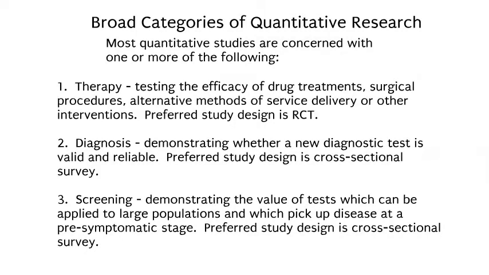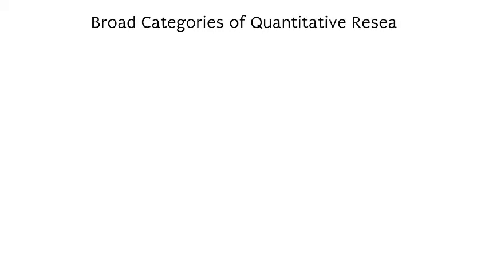Third is screening, demonstrating the value of tests which can be applied to large populations and which pick up diseases at a pre-symptomatic stage. Preferred study design is a cross sectional survey. Next is prognosis, determining what is likely to happen to someone whose disease is picked up at an early stage. Preferred study design is longitudinal survey.